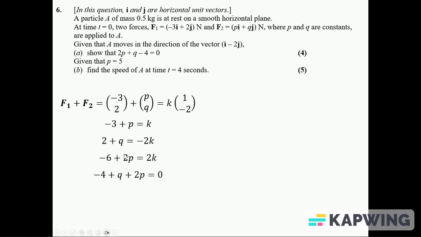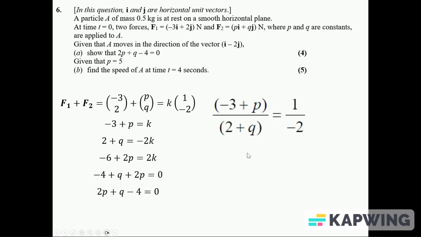I'll have minus 4 plus q plus 2p equals 0 when I add the two equations together, which is nearly right. But make sure you write this as your last line, because that's what I'll expect to see. It did say in the mark scheme you could do it this way.